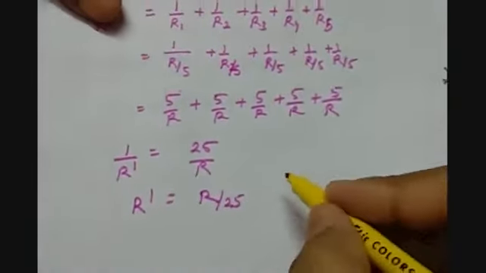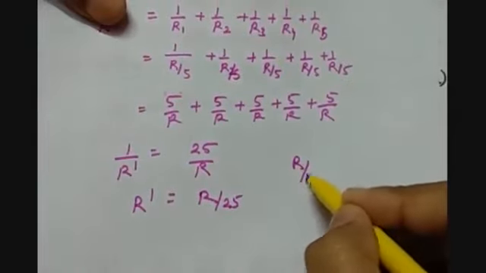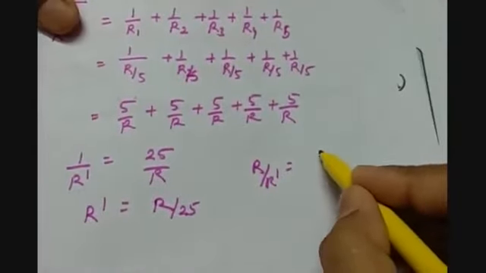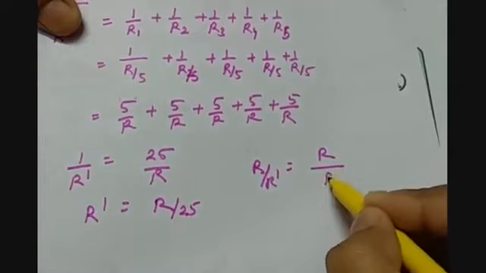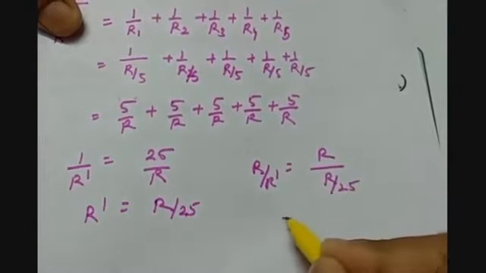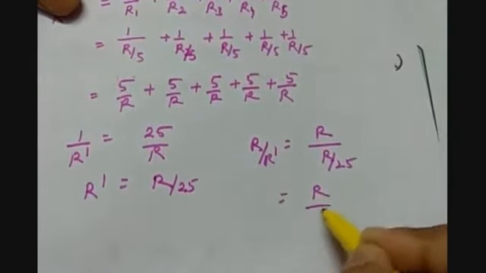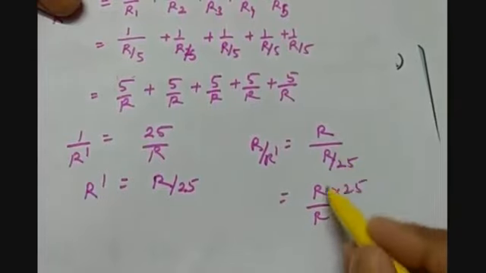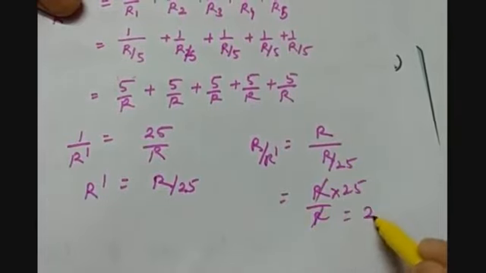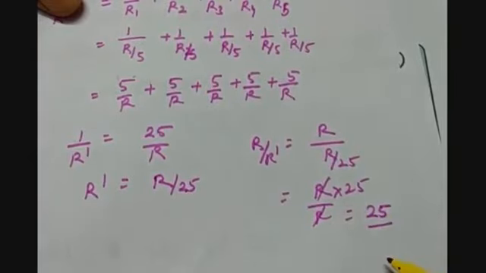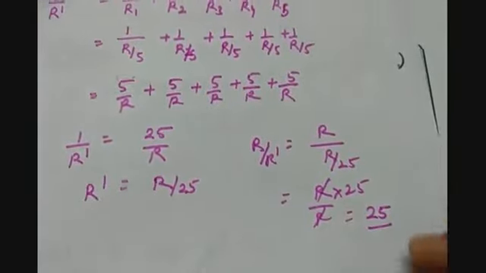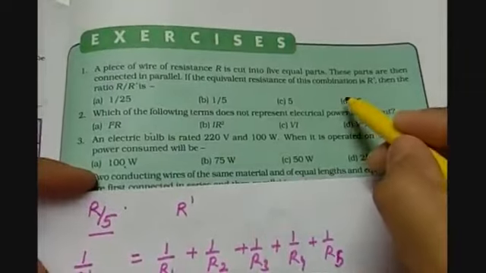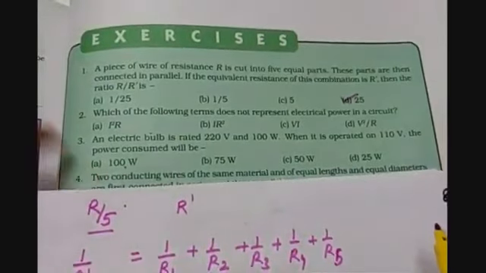And the ratio of R to R dash will be R upon R upon 25, that comes out to be R into 25 upon R. The R will cancel out and we'll get a value of 25. So option D is the correct answer.